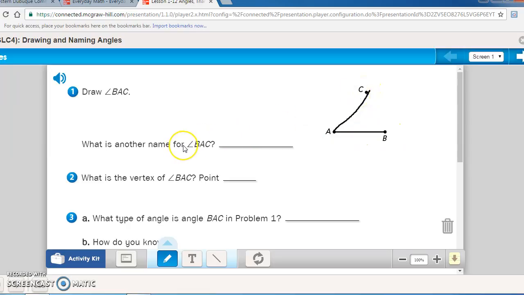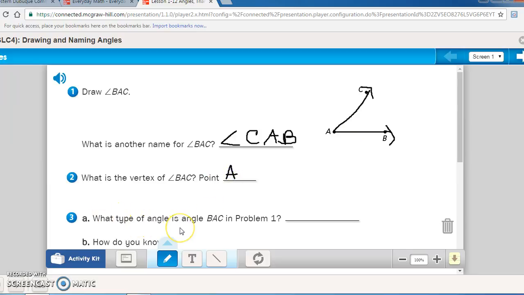What's another name for angle BAC? Well, we need our angle symbol, and we can always do it backwards. CAB. You need to remember that on the ends you need to draw your arrows, so don't forget to do that part. What is the vertex of angle BAC? The vertex is where it makes the V come together, which is right here. So that point is point A.